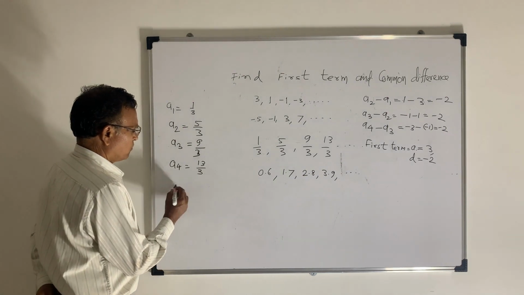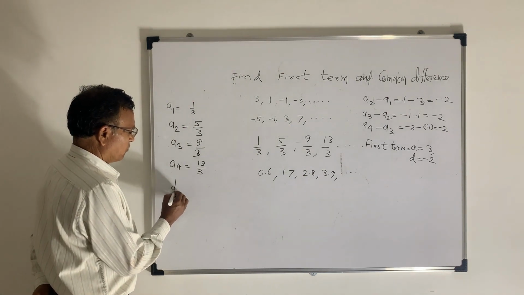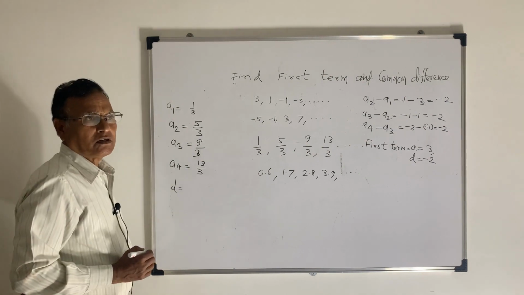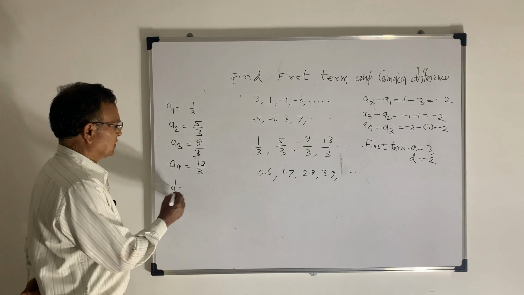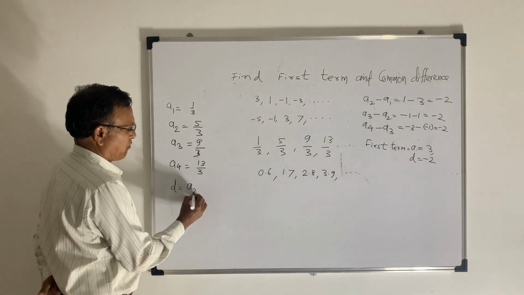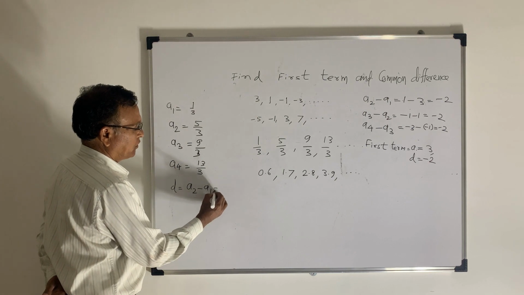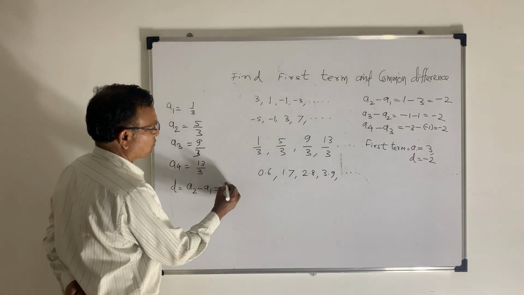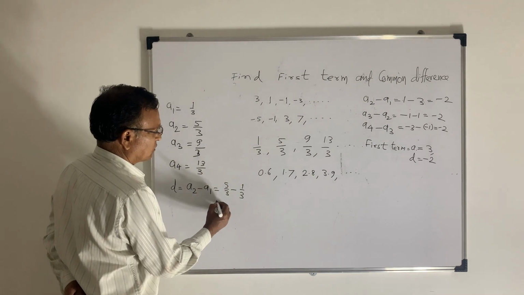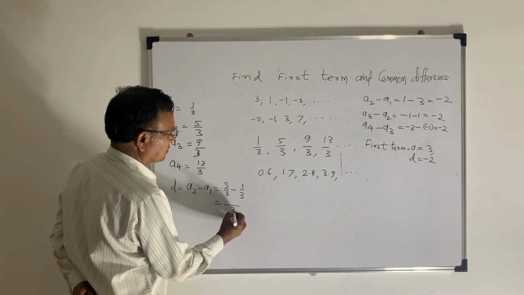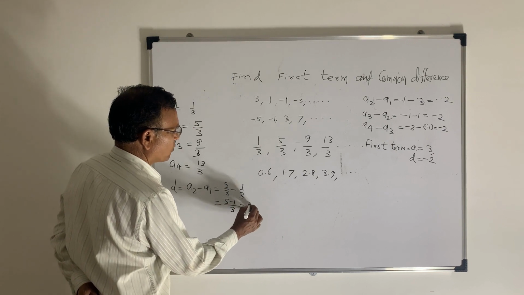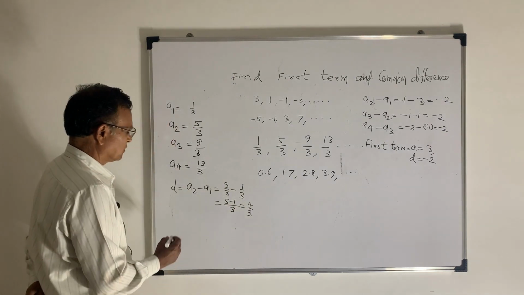So to find common difference D, you have to take a2 minus a1. a2 minus a1 is, that is 5/3 minus 1/3. So that is 5 minus 1, that is 4 by 3.